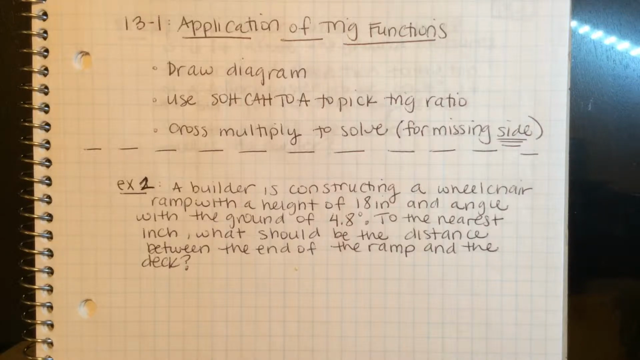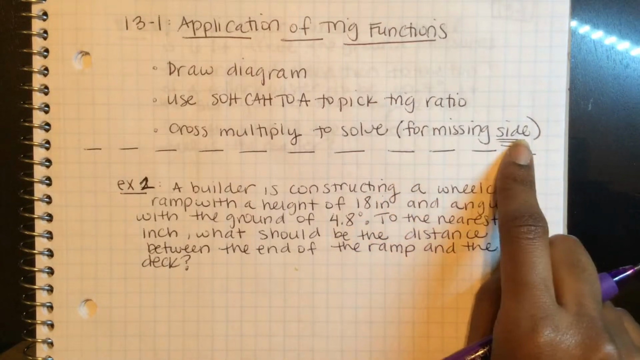Now we're going to do some application of trig functions. So today we're basically going to be setting up real world problems that create right triangles, and specifically we'll be solving for a missing side.